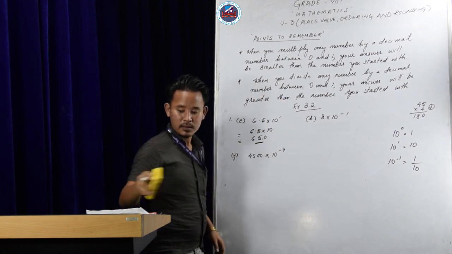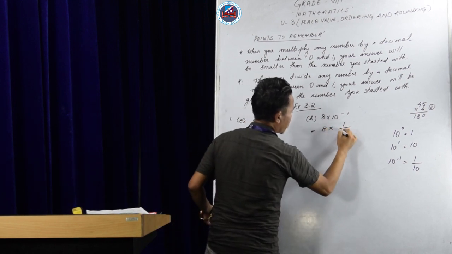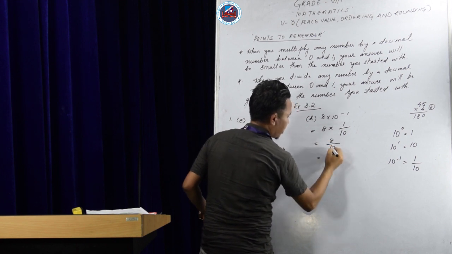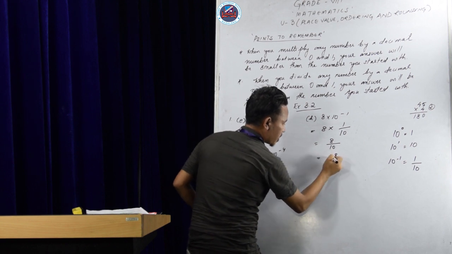So save the trouble, and let's try to make it as simple as possible. 1 by 10. Here we get 8 divided by 10. 8 is a number. We have 1 0. Let's consider this as a 0 and point.